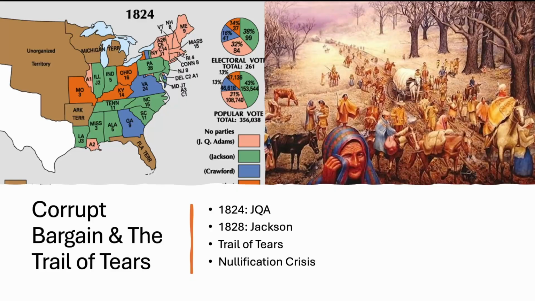Now we have the Corrupt Bargain and the Trail of Tears, which is with Jackson. In 1824, there was a proclaimed corrupt bargain. Despite winning the most votes, Jackson loses to John Quincy Adams via the House vote influenced by Henry Clay, the War Hawk, who becomes John Quincy Adams' Secretary of State. Sounds a little suspicious there, which is why Jackson was so upset.